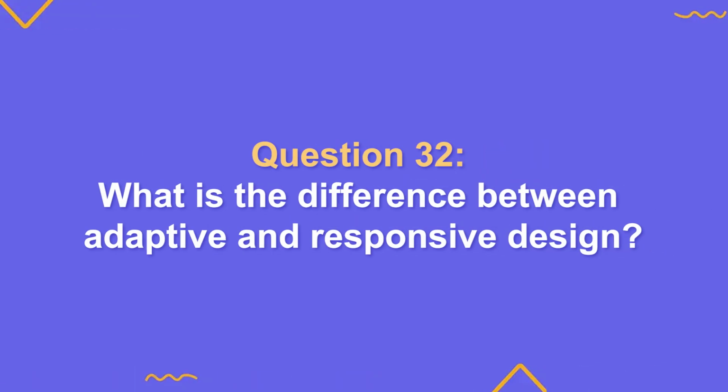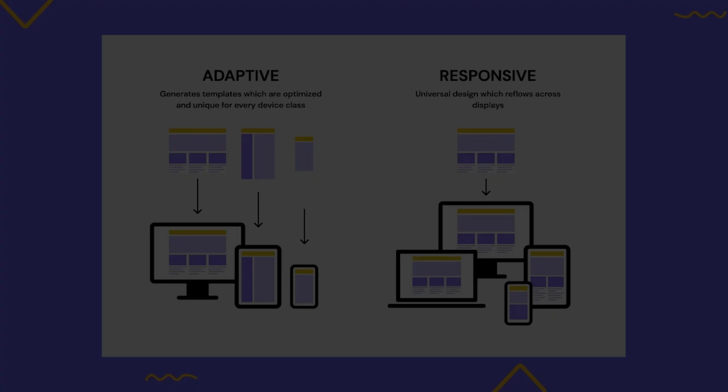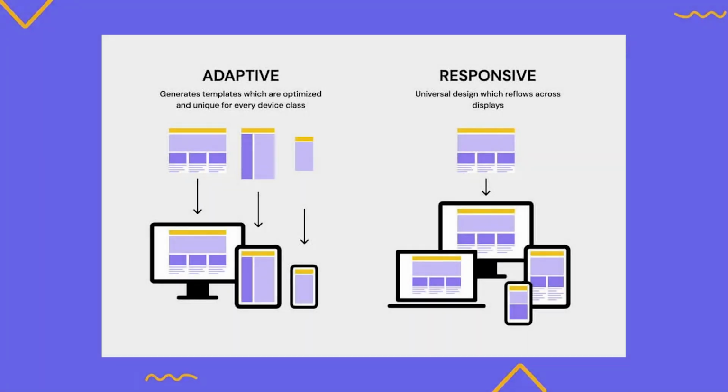The difference between adaptive and responsive design. Adaptive design involves creating several preset versions of the same website, each tailored for different devices. In an adaptive site, there are multiple versions of the HTML, CSS, and JavaScript files for a single page. The appropriate set of files is loaded depending on the user's device, such as a mobile, tablet, or desktop.